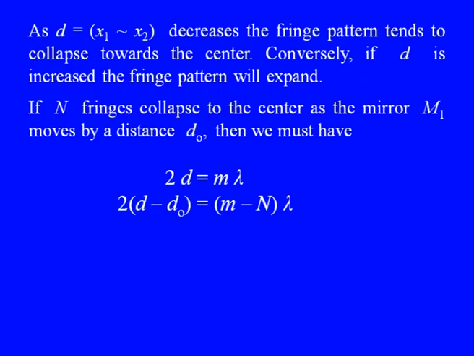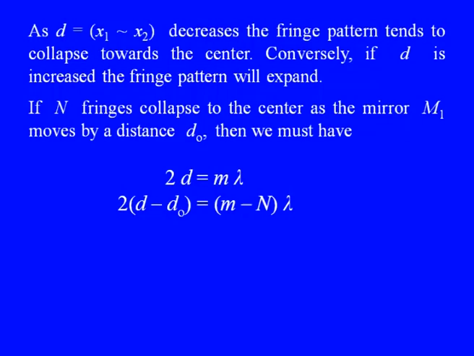As d decreases, that is why the distances x1 and x2 approach each other, the fringe pattern tends to collapse towards the center. And naturally, conversely, if d is increased, the fringe pattern will expand. As d is being increased, the fringes will appear to originate from the center.